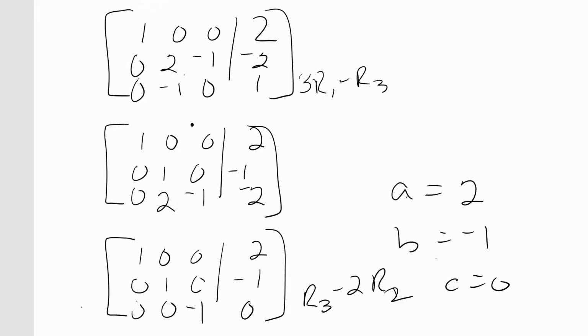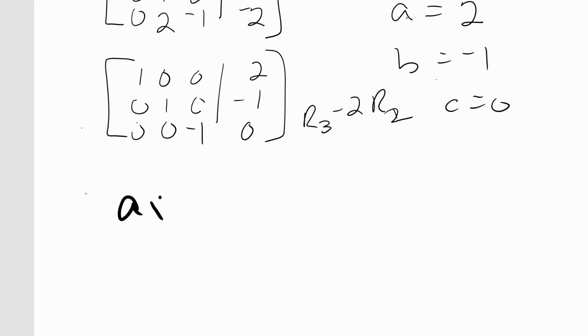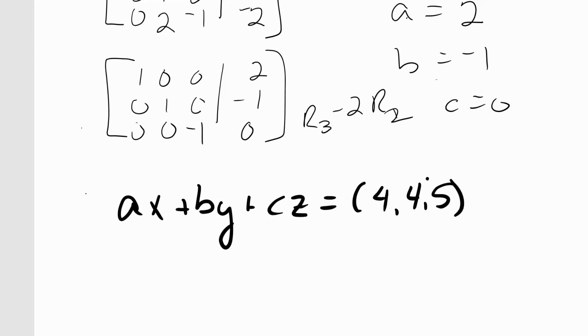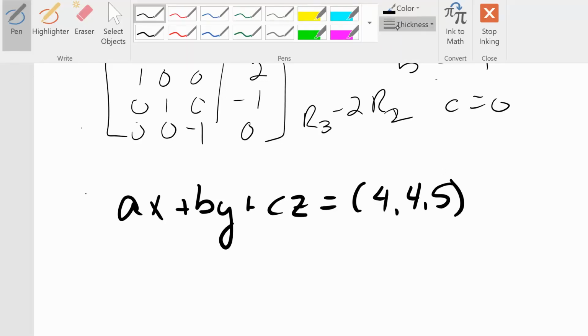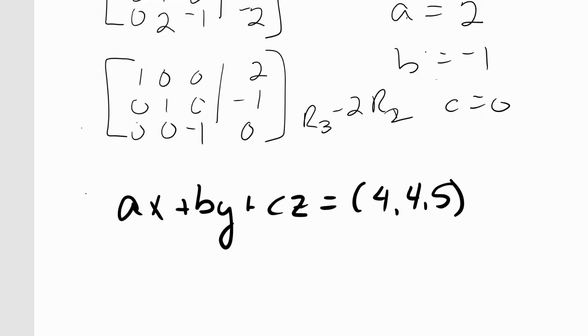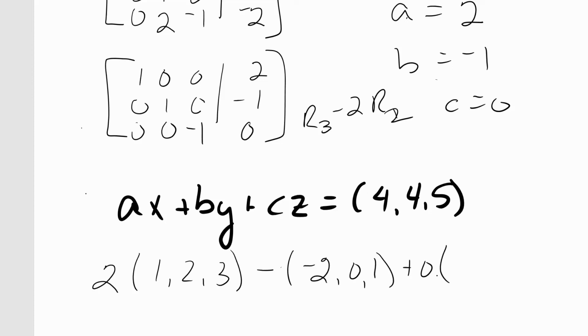So what we were looking for was AX plus BY plus CZ equaled 4, 4, 5. All right. Well, now I know A is 2 times X. X was 1, 2, 3. Plus B, which is a negative 1 times Y, which was negative 2, 0, 1, plus 0 times C, which was 1, 0, 0. That should equal 4, 4, 5.